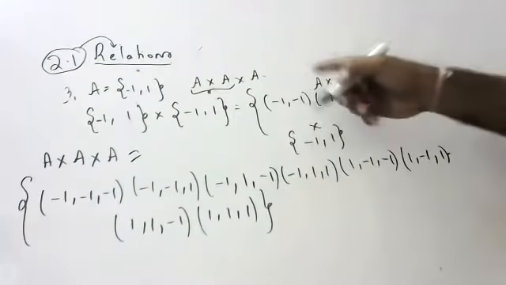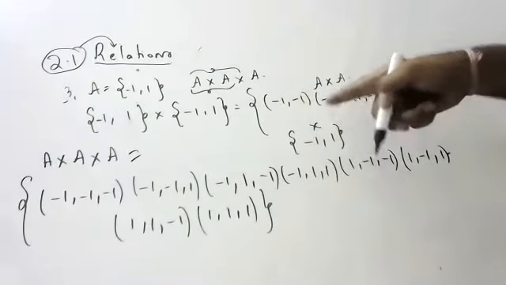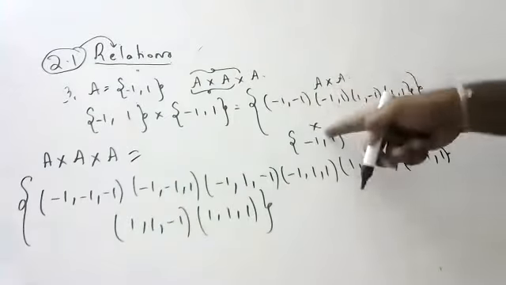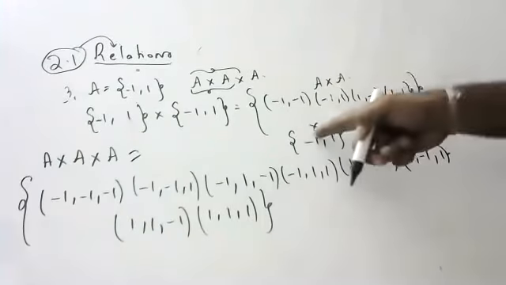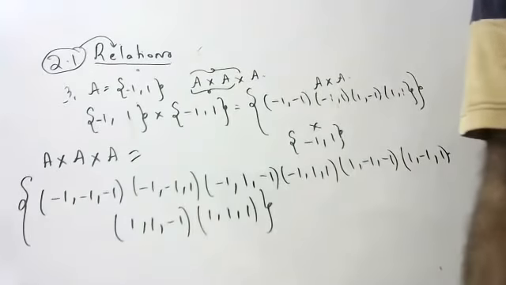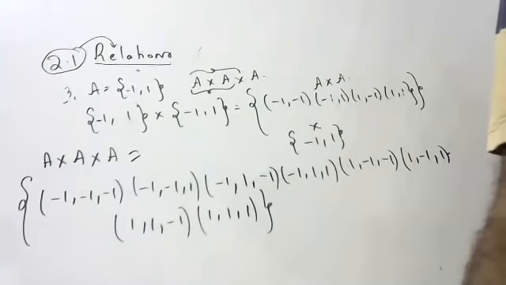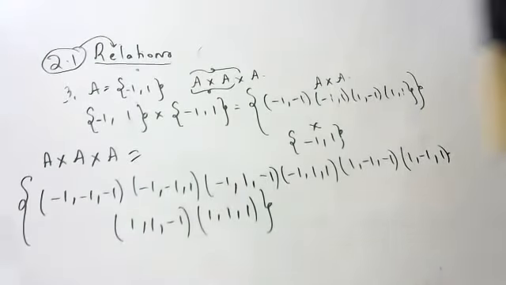So children, first I carried out A cross A and got these answers. Then I crossed each of them with each element of A. This is A cross A cross A, children. That's all, this is the answer. So this is the third question, we have completed. Now coming to the fourth question.